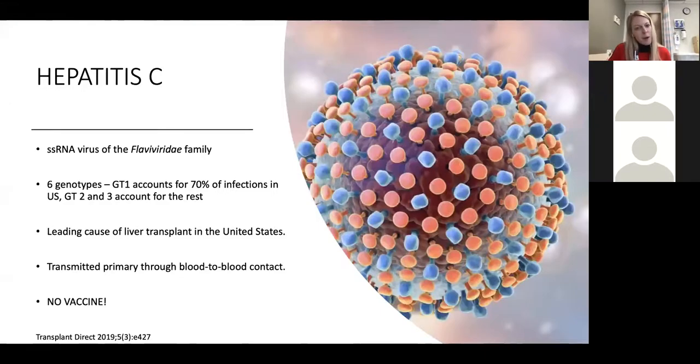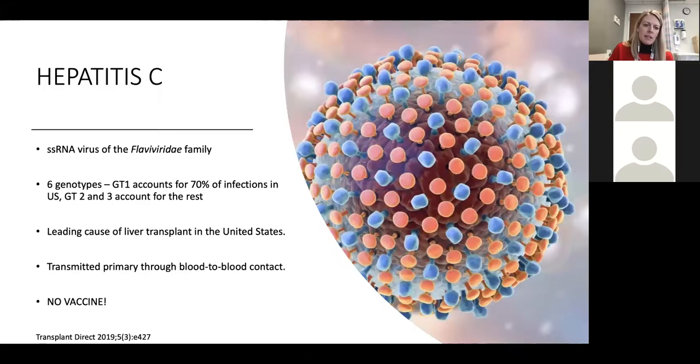All right, so let's talk about hepatitis C in the last bit of time that we have. So hepatitis C is a single-stranded RNA virus, part of the Flaviviridae family. There are 6 main genotypes of hepatitis C, and genotype 1 accounts for about 70% of infections that we see here in the United States. The genotypes of hep C used to matter a lot for treatment decisions, less so now that we have pan-genotypic regimens, but they can still predict some response to treatment.